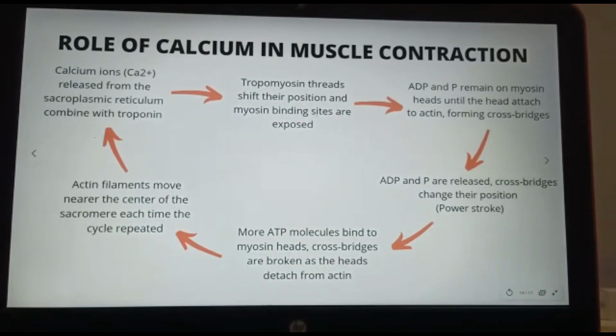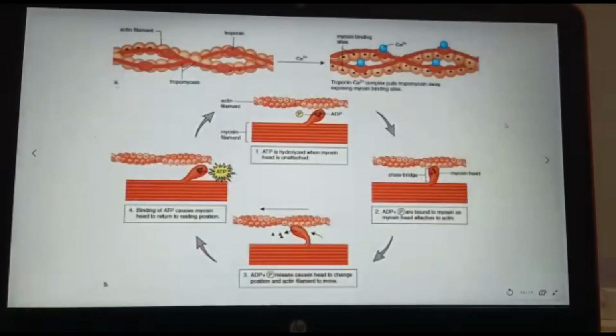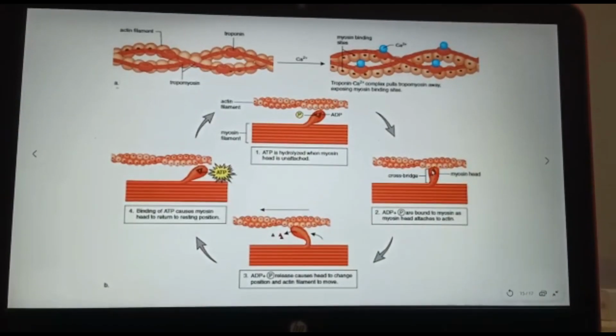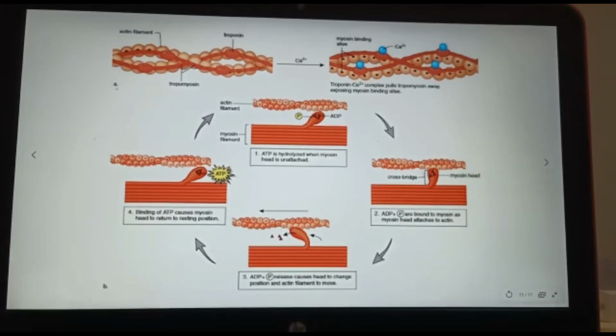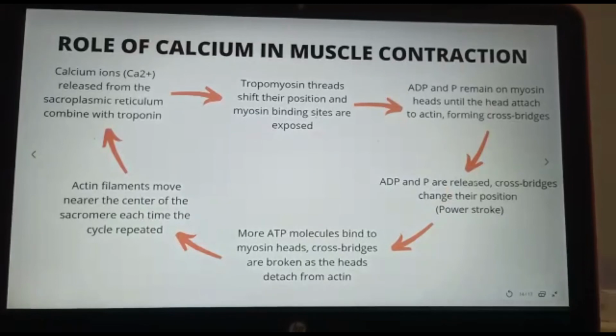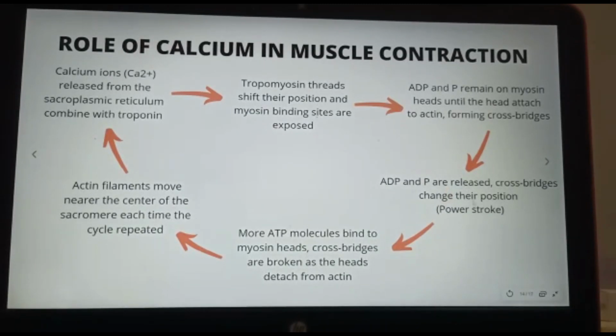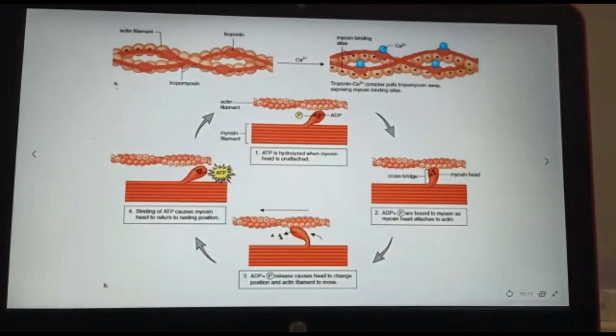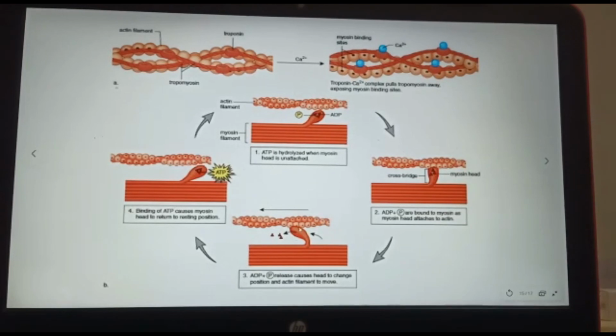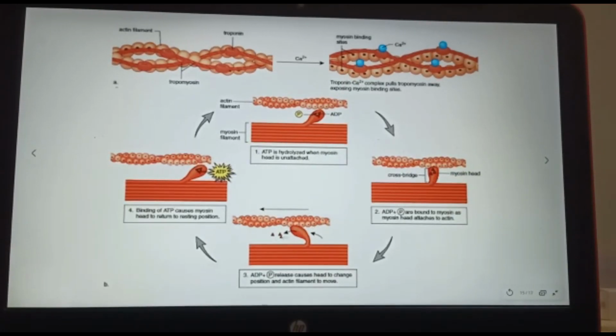Next, the ADP and P remain on myosin heads until the head attaches to actin, forming cross bridges. As we can look at here, ADP and P, the triangle one, are bound to myosin and attached to this one actin. So this is the cross bridge. Next, when ADP and P are released, the cross bridge will change their position. And here we can see after the ADP and P release, the head changes and moves, and the actin filament will move towards the ADP and P.